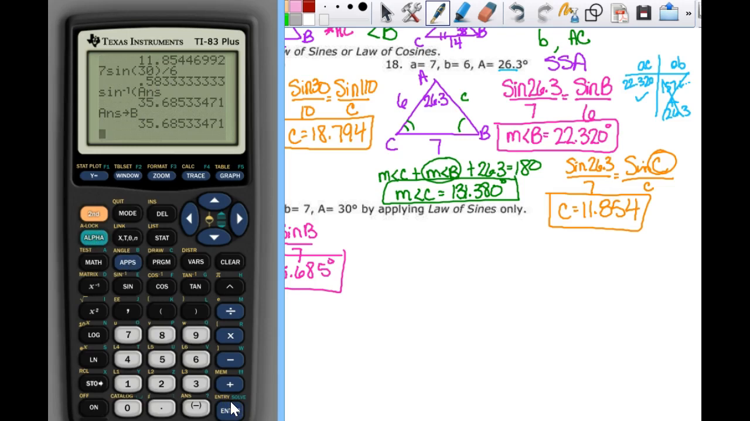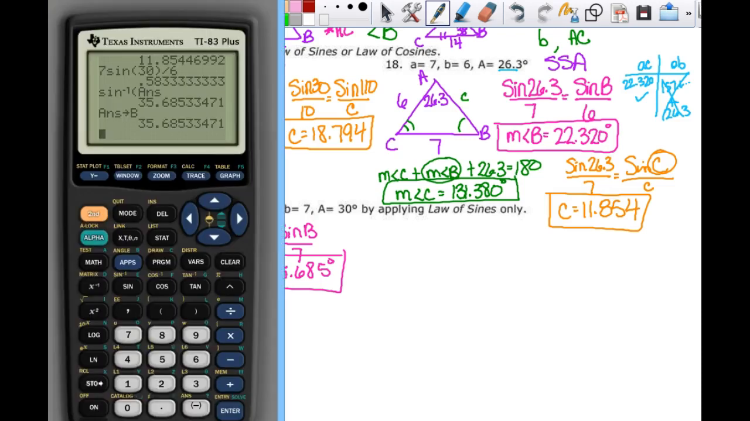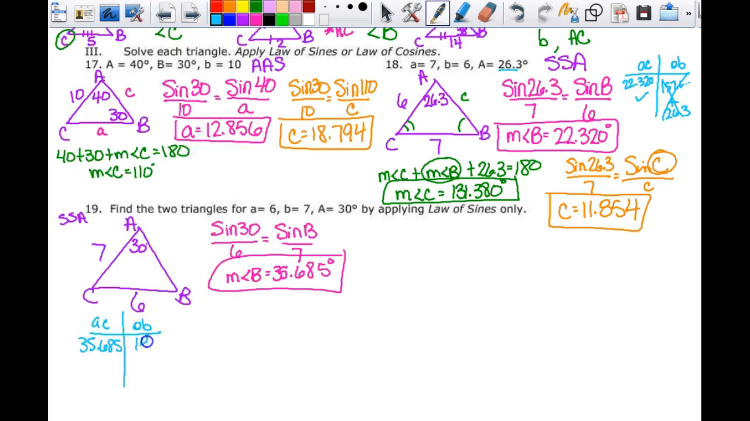All right, so then I've got to check to see if I would have more than one answer. So remember that you have an acute and an obtuse possibility. So the acute is the 35.685. To get the obtuse, it is the supplementary angle, so I do 180 minus B. Okay, I'm going to store it just in case I need it. This would be like B2. So I'm going to store it in what's under B, which is E. And that's my 144.314.